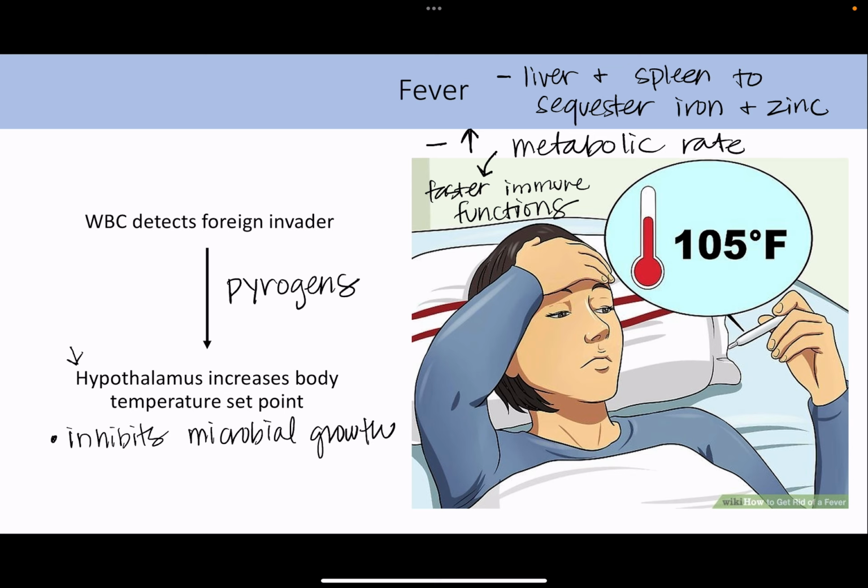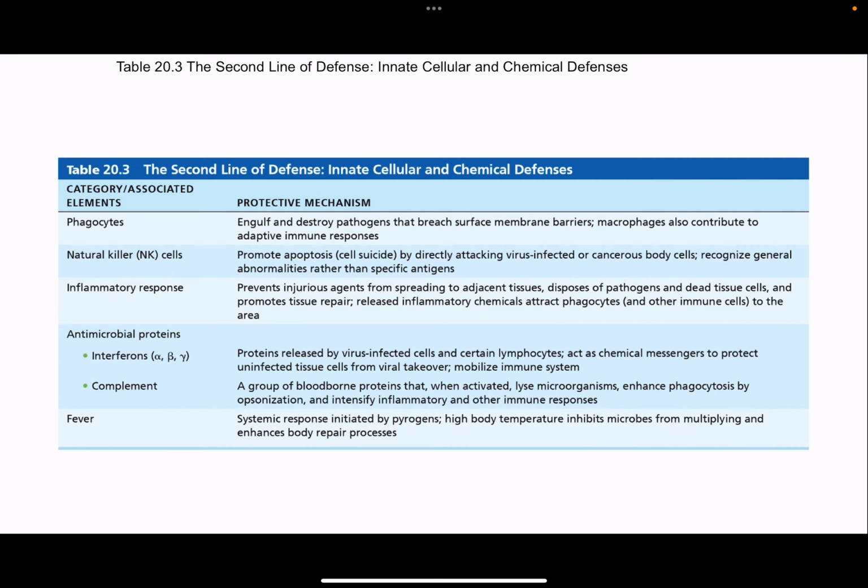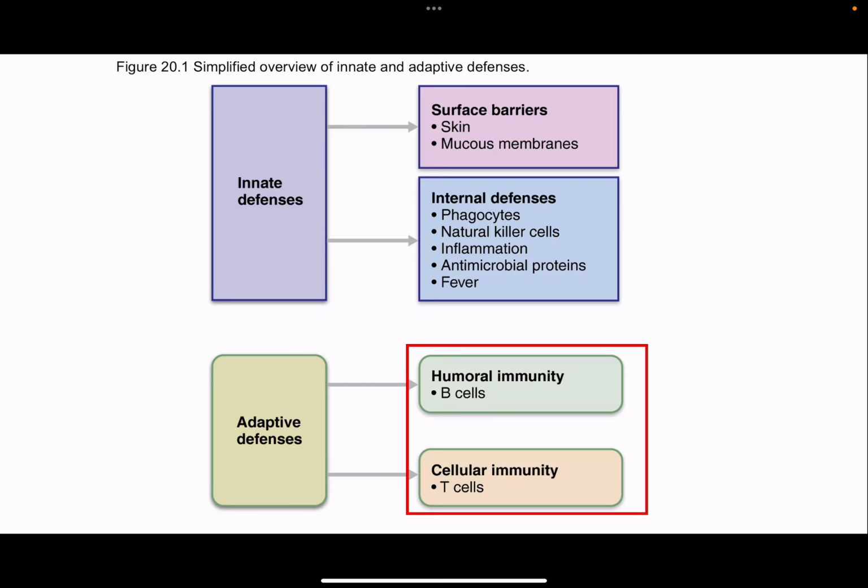Okay, anybody still need these notes up? Okay. So this is just a summary table of all of our second line of defense, all the internal innate defenses, which includes phagocytes, natural killer cells, the inflammatory response, antimicrobial proteins like those interferons and complement proteins, as well as fever. So that was our first and second line of defense. Now we're into the adaptive defenses, which is our third line of defense.